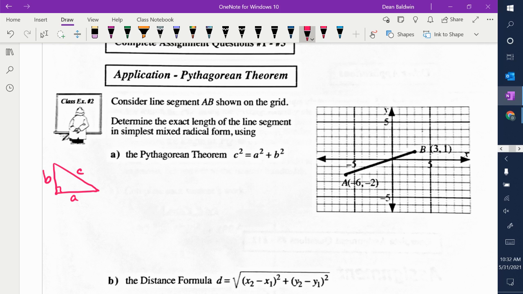So if I want to figure out the length of this line, we will make a triangle. We're not going to do the distance formula one. So count the squares to get the length here. So the up here is 1, 2, 3 squares. That's 3. This length is 1, 2, 3, 4, 5, 6, 7, 8, 9.